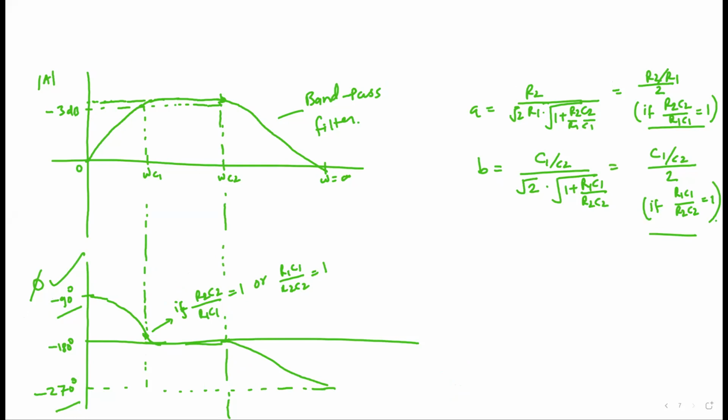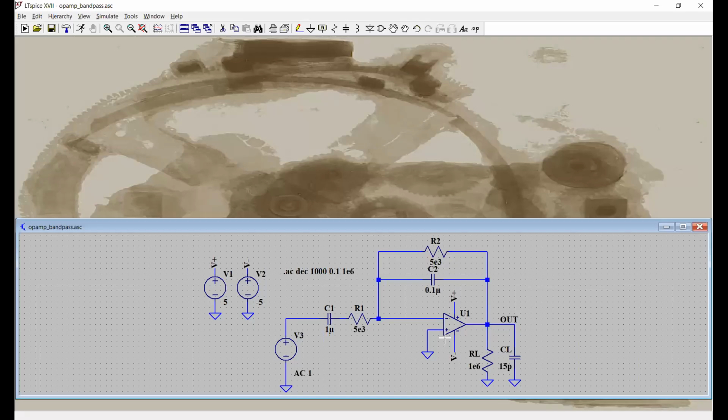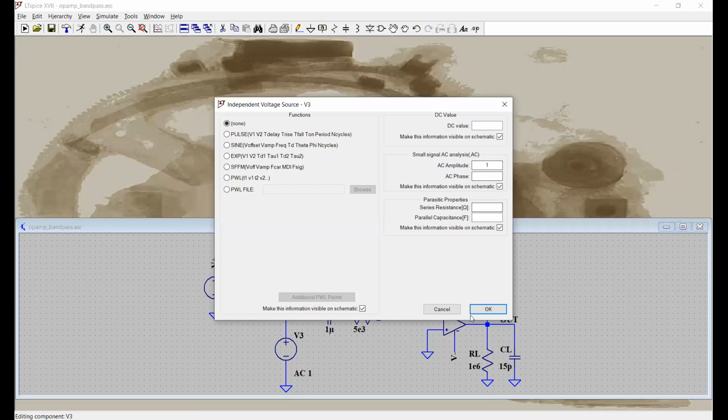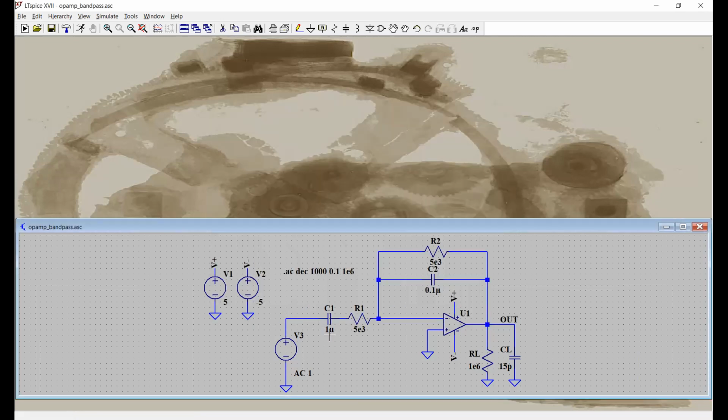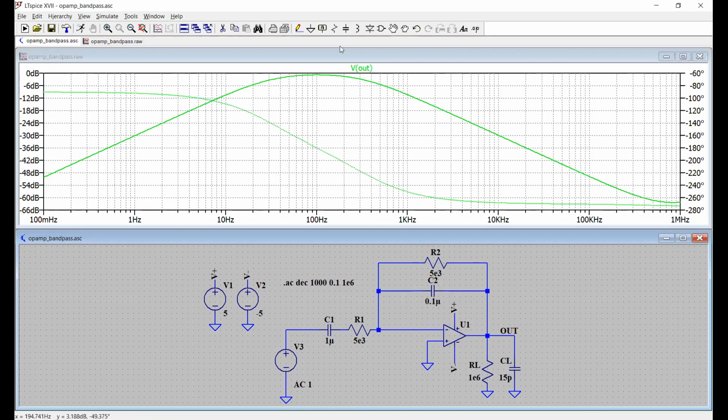So let's now take a look at the simulation. We have this circuitry right over here. We have an AC voltage source to analyze the frequency response, the value of which is set to 1. And we have a capacitor of 1 microfarad and a 5 kilo ohm resistor in series. And we have the feedback resistor and capacitor. This is the load as usual, which is a combination of resistor RL and CL, a typical load offered by an oscilloscope. Let's simulate the response of this circuit, and we see here is the output.